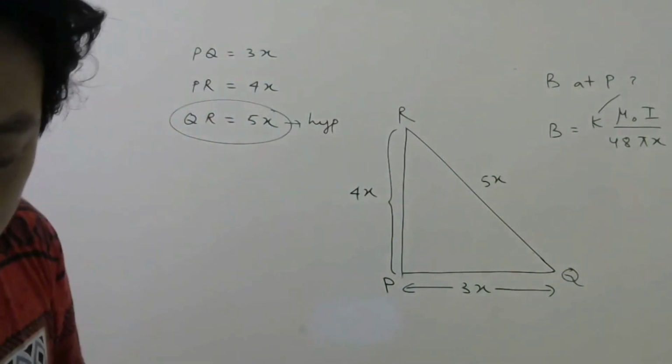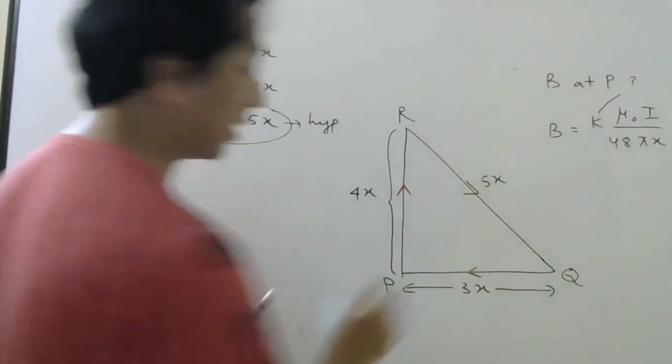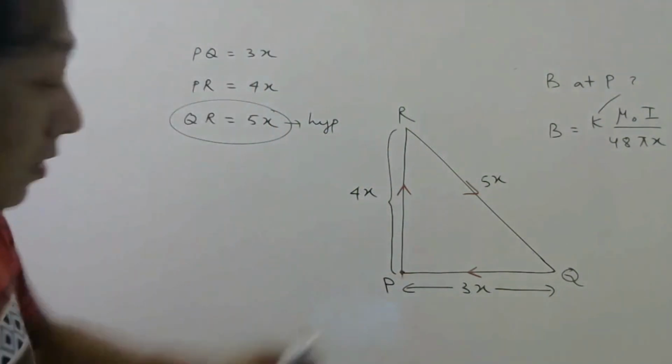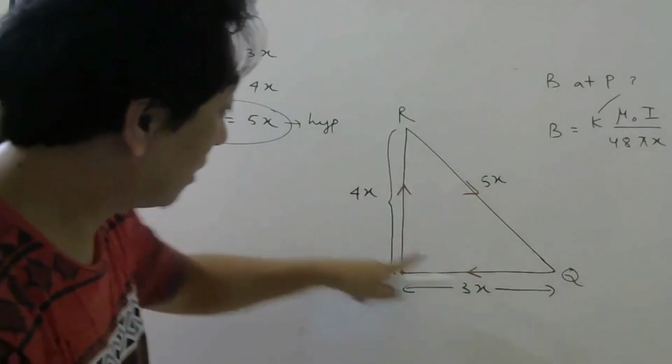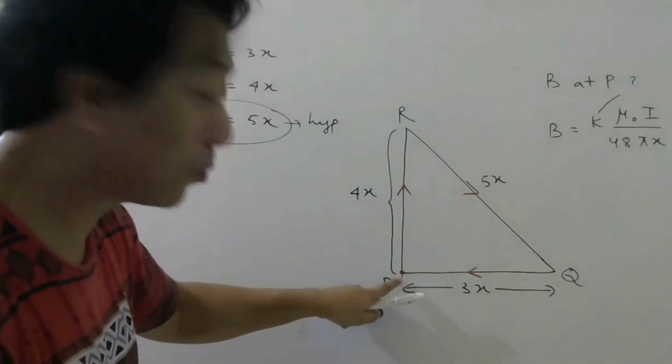Now current is in this loop. Let us say like this. They did not mention the direction of the current. Now at which point do we want the field? First understand, at this point this wire and this wire will not produce magnetic field. Why?